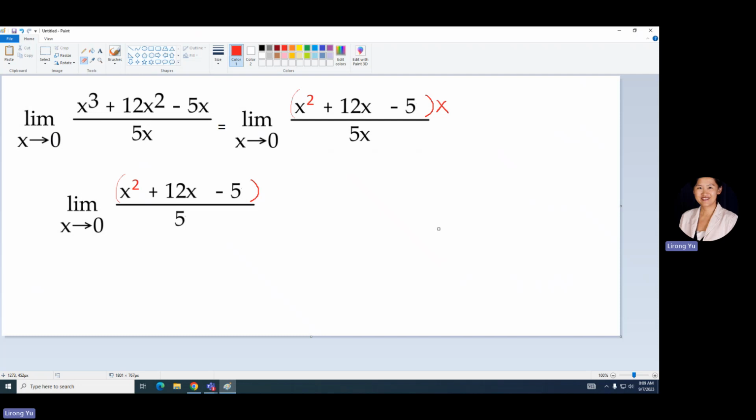And what we can do is change the format of the question. So now this new format has the same limit value as the old format. They're not the same function, but they do have the same limit. And therefore, we can now let x approach 0, and then we can calculate it.